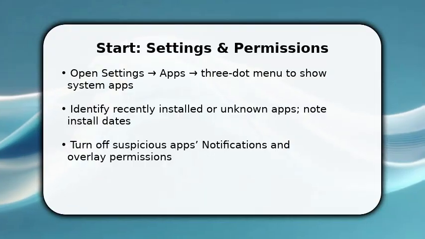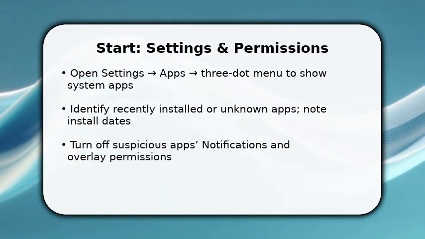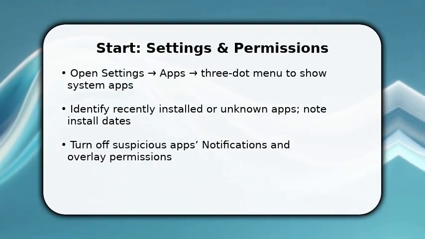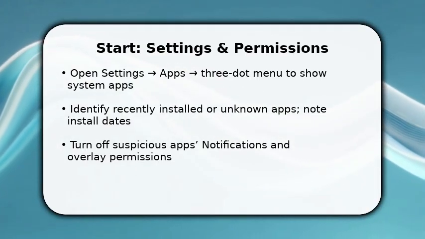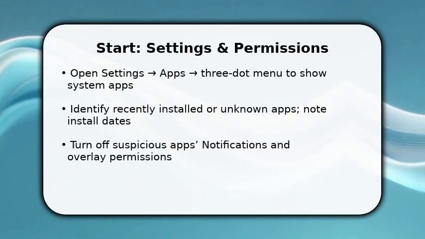You start by getting straight into settings so you can act fast. Open Apps, show System Apps, then sort by install date to spot recent additions. Once done, tap an app that looks unfamiliar and revoke notifications and draw over other apps or overlay permissions.